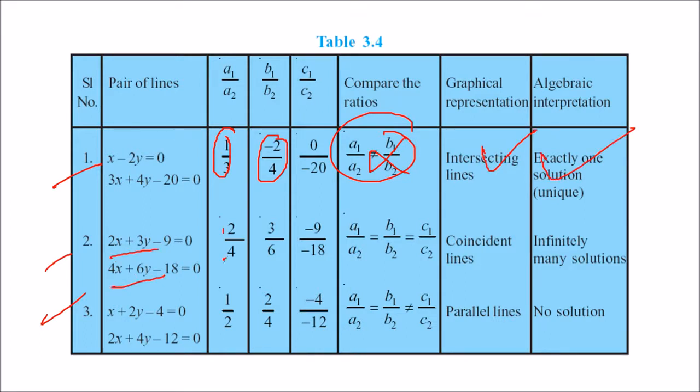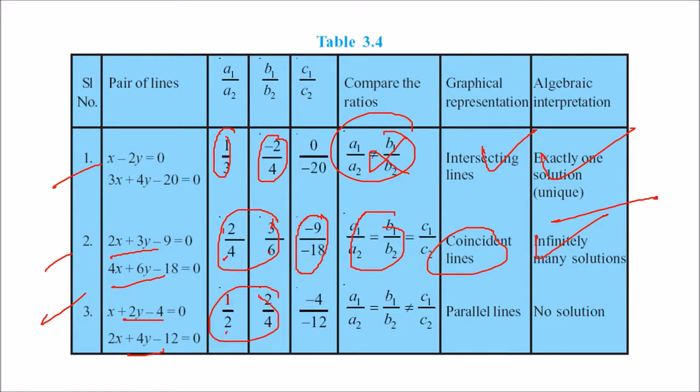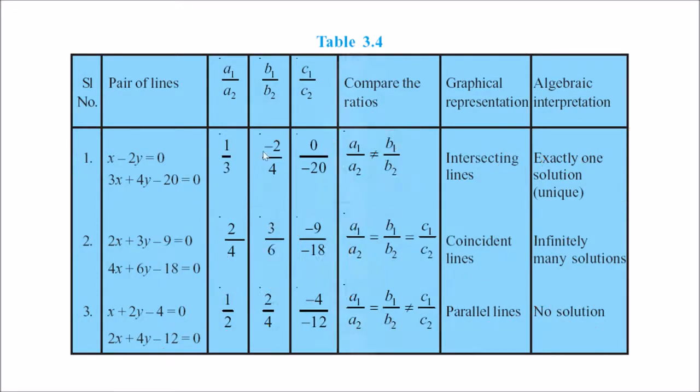In these two lines, A1 by A2 and B1 by B2 are equal, and they are also equal to C1 by C2. So these are coincident lines. There is only one single line, so they are providing us infinitely many solutions. In these two equations, A1 by A2 and B1 by B2 are equal, but they are not equal to C1 by C2. In this case, we say they are parallel lines, and we are not going to get any solution.